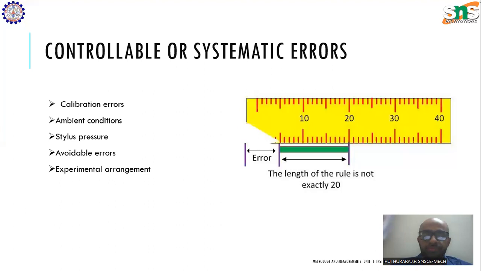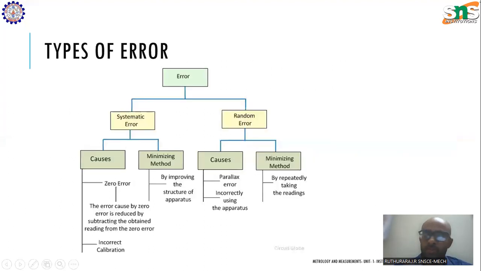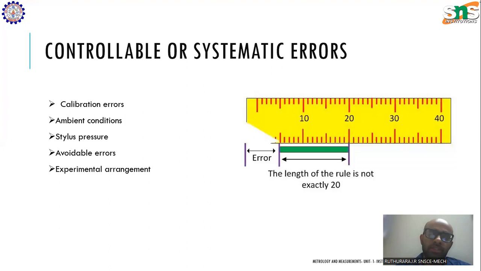So, good day, students. In the previous lecture we discussed an introduction to errors in measurement, and we discussed two types of errors. One is systematic error, and the other is random error. Let's get deep into these two errors. First we will discuss controllable errors, or systematic errors.